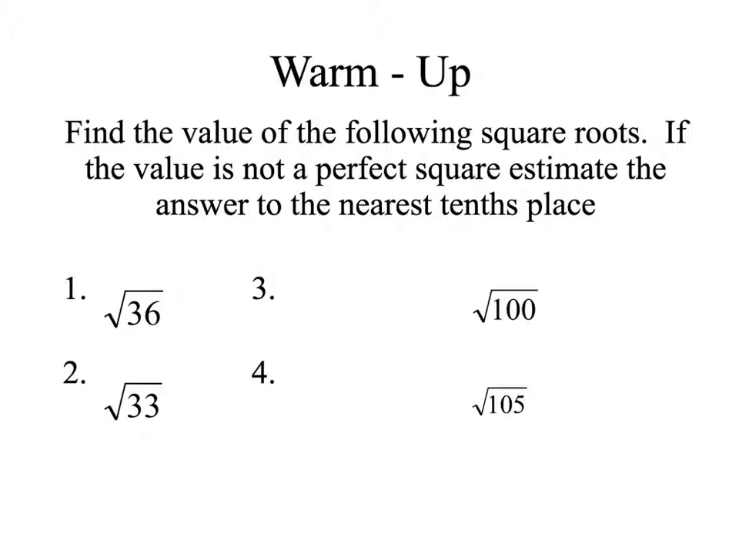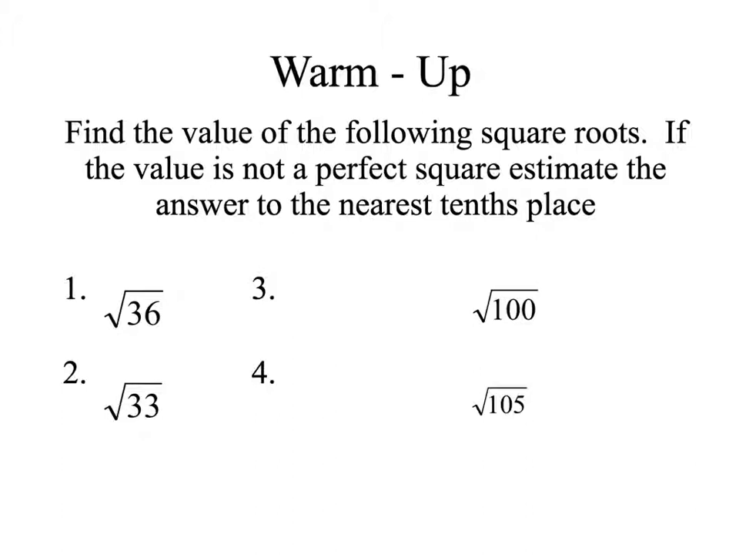Remember, you need to know that list of perfect squares. Your perfect squares are 4, 9, 16, 25, 36, 49, 64, 81, 100, 121, and 144. And that is a list that you're going to need to know.